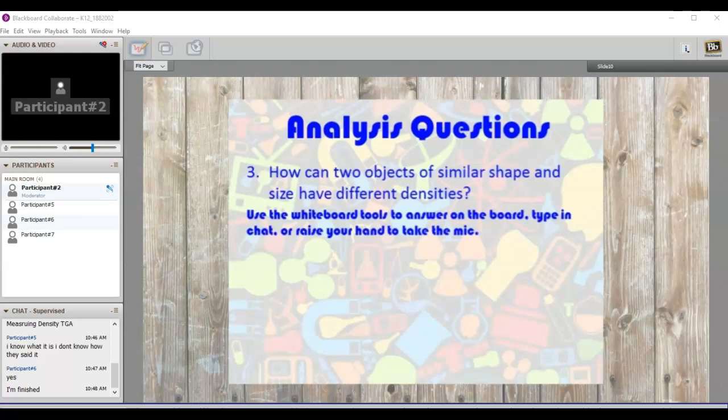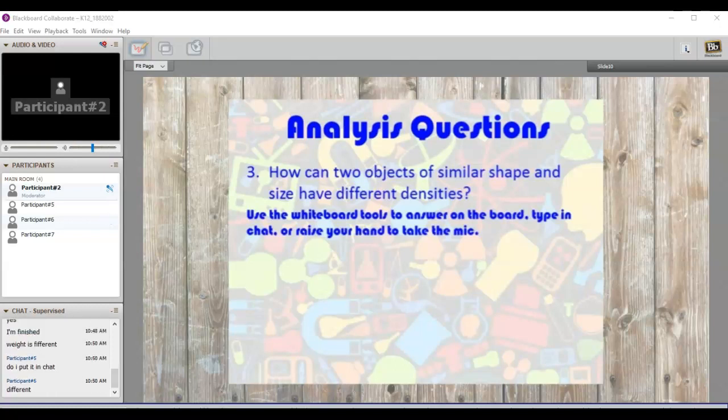And I'll word it another way. Think about a golf ball and a ping pong ball. They're both white. They're both about the same size. But they would have very different densities. And why do you think they would have different densities? You're right. Their weight is different.